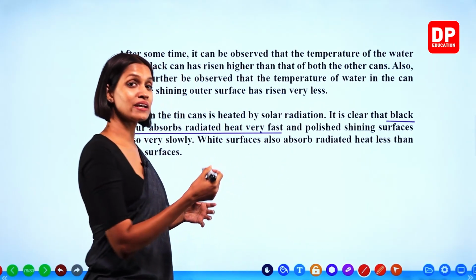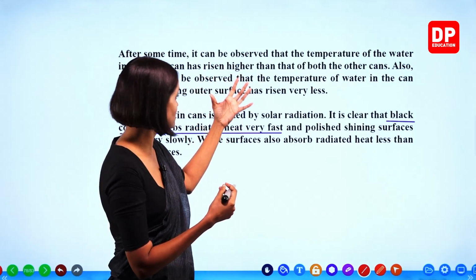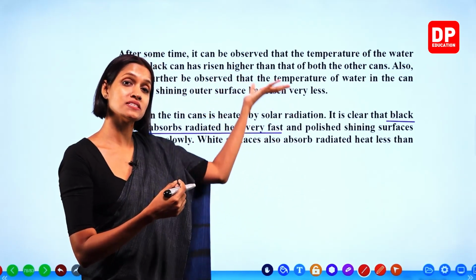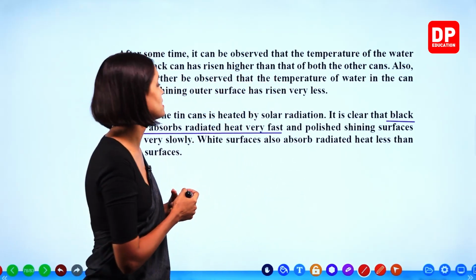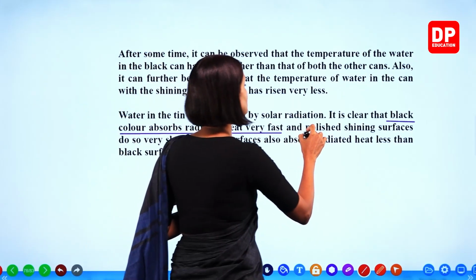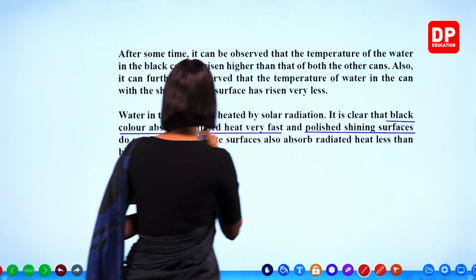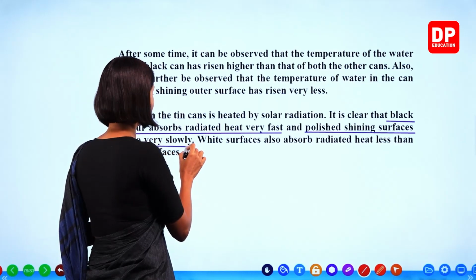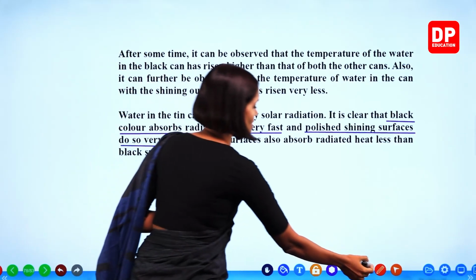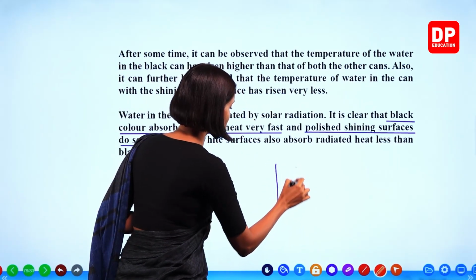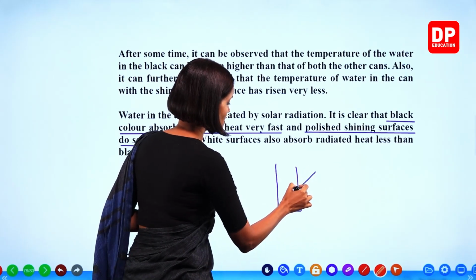That is why the water in the black can gets heated up faster than the other two cans, right? And polished shining surfaces do so very slowly. What could be the reason, children? That is because these polished surfaces reflect light, right?